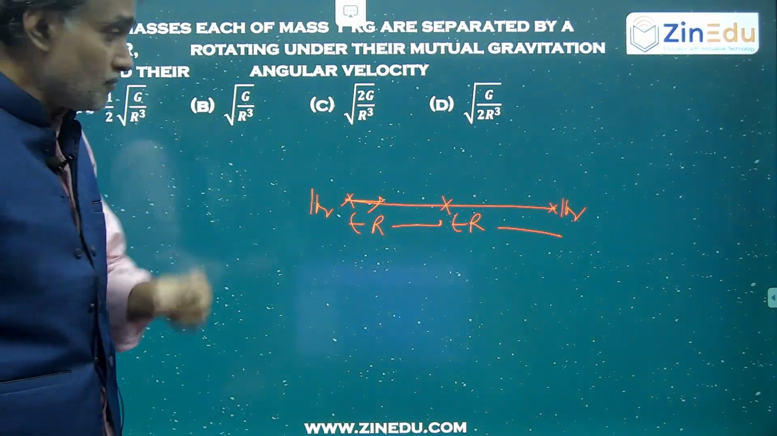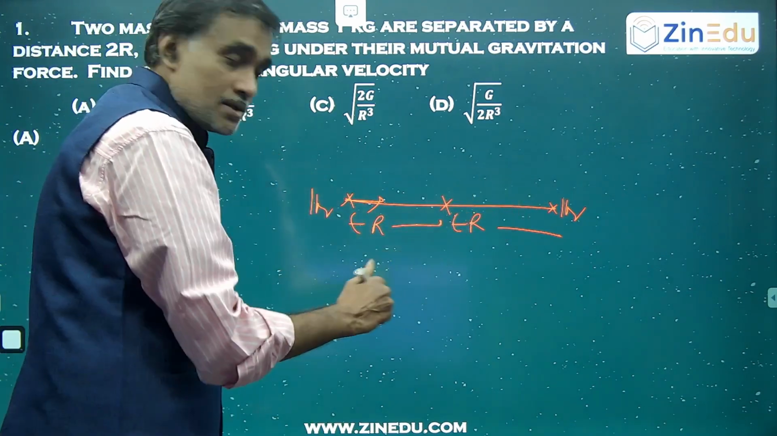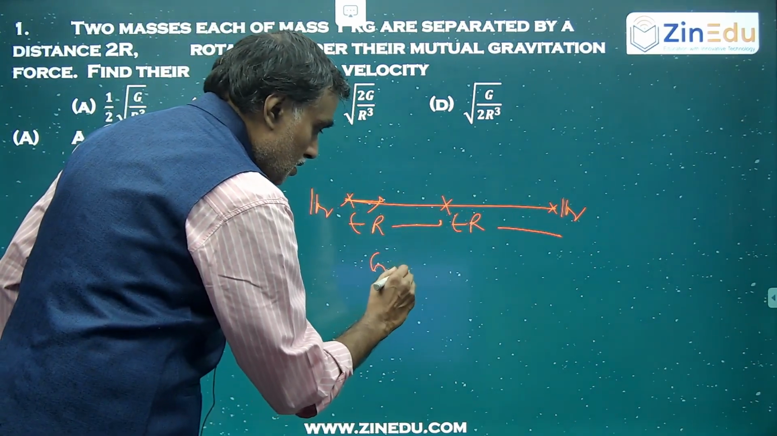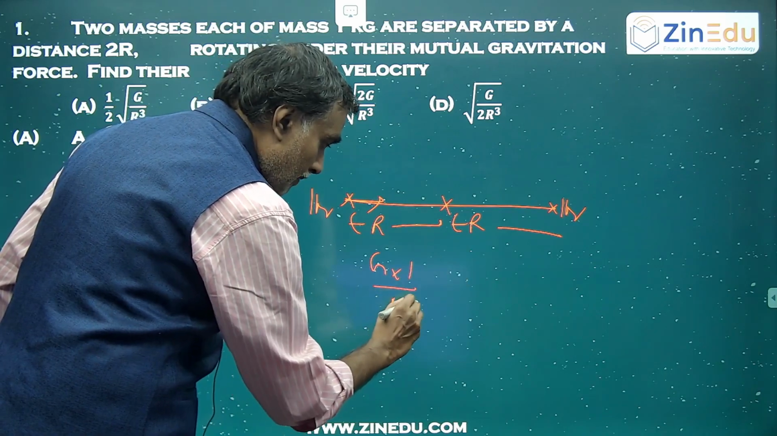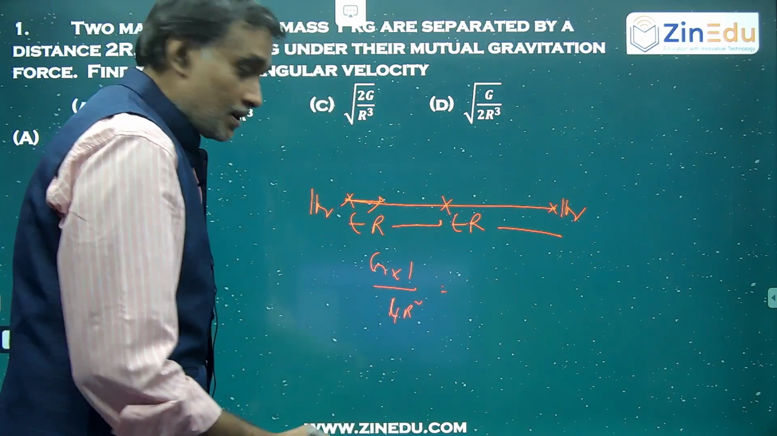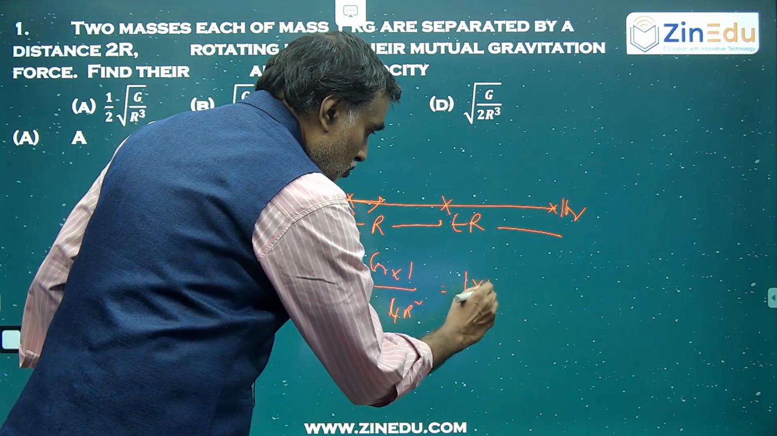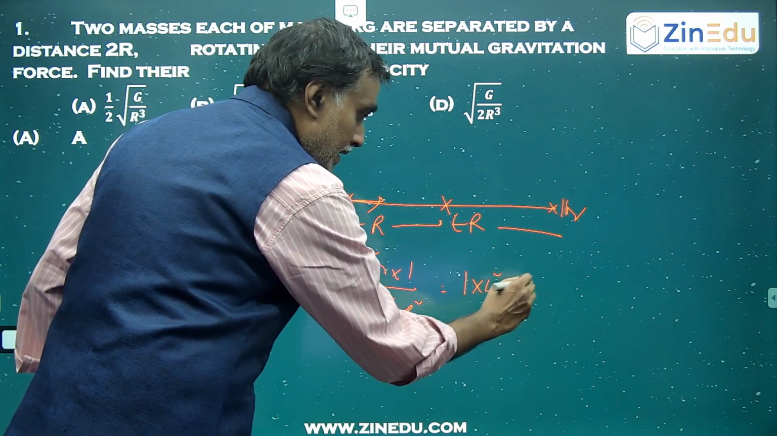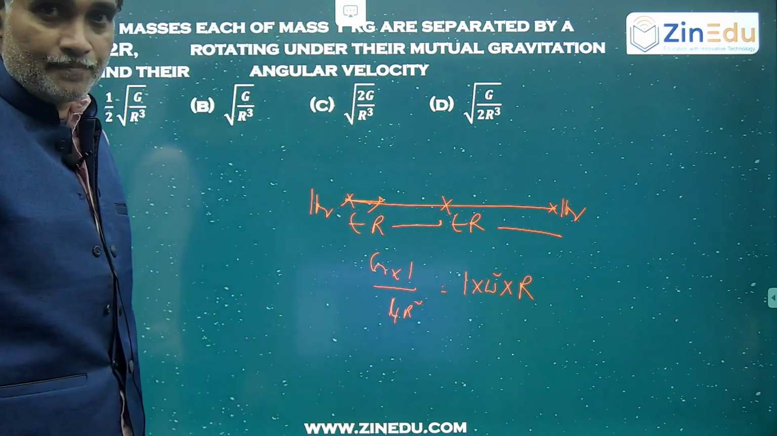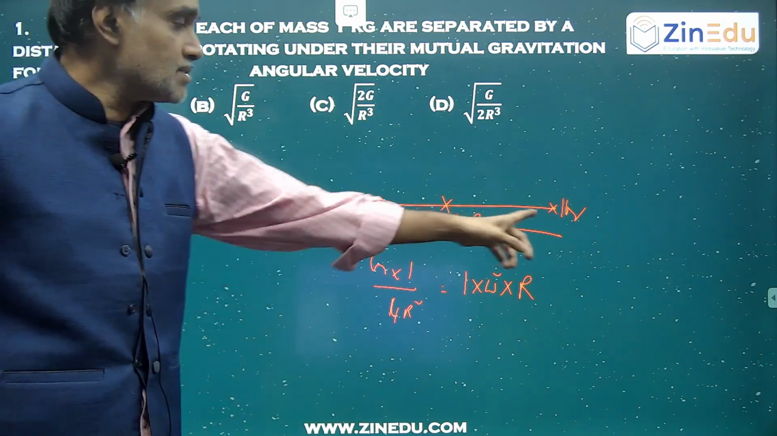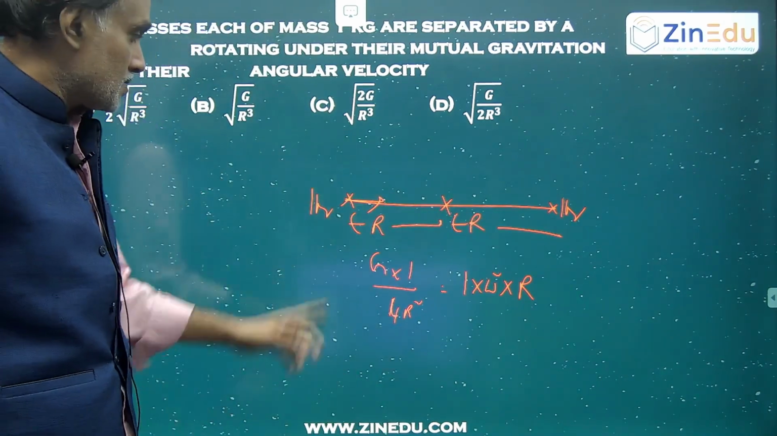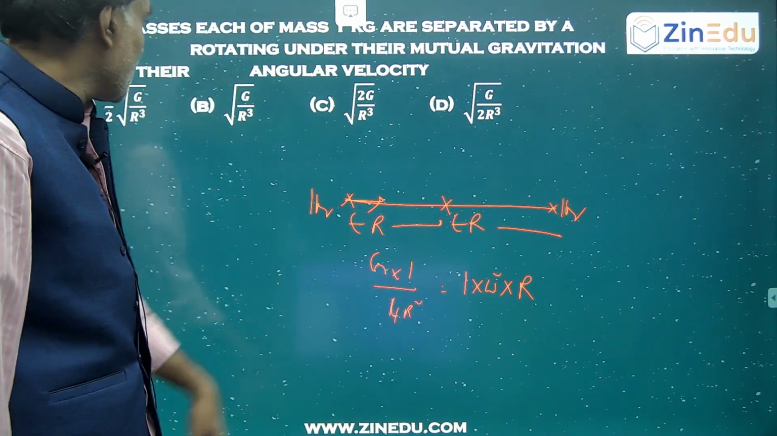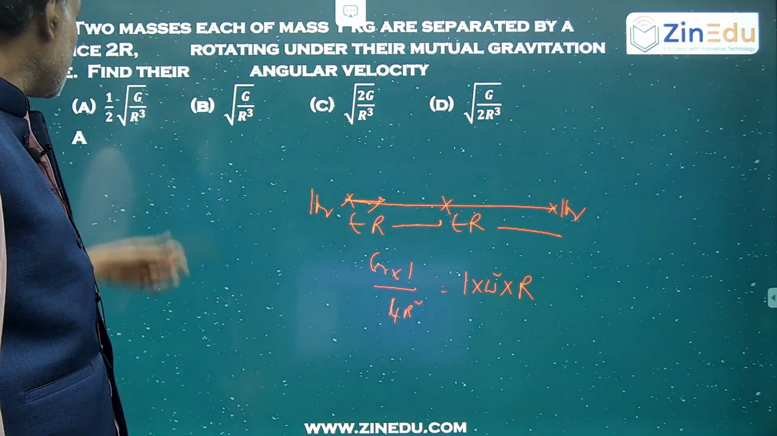What is the gravitational force? m1 m2 by r square, that is 1 square by (2r) whole square, 4r square, equal to m omega square r. M is 1, so omega square into r. Here r is the radius of the circle. Because the separation is 2r, but they rotate about the common center of mass, the radius is r. From here the omega value will be obtained.